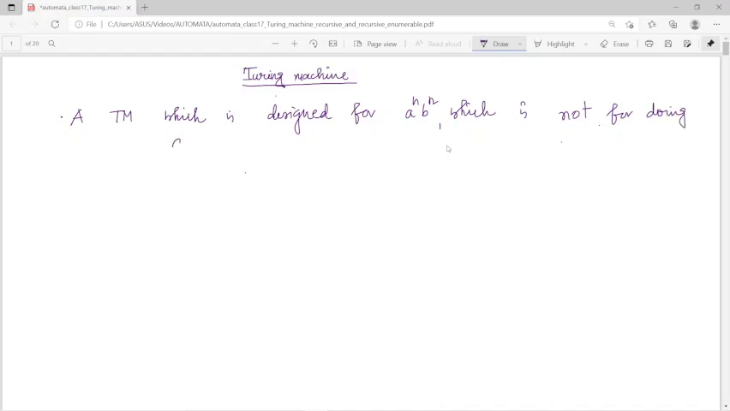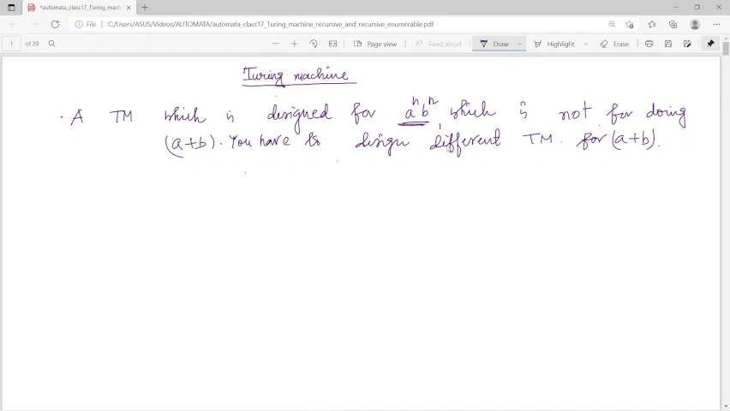We are designing the Turing machine for a to the power n b to the power n, and if we design a Turing machine for a to the power n b to the power n, that particular Turing machine is not computing a plus b, right? So you have to design a different Turing machine for a plus b.